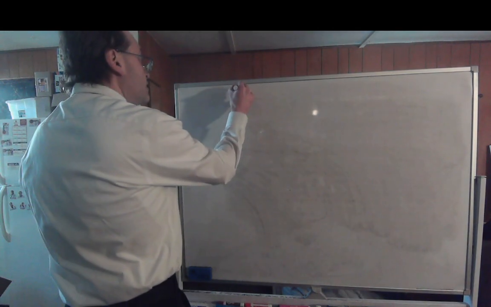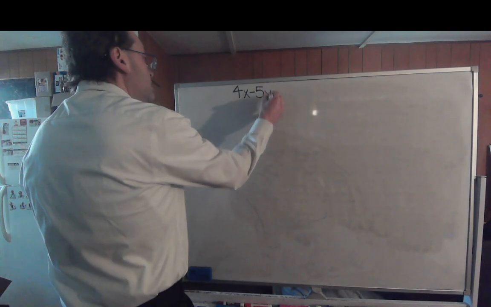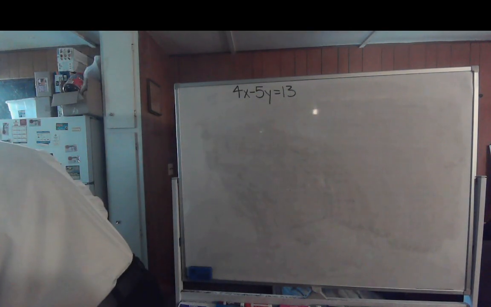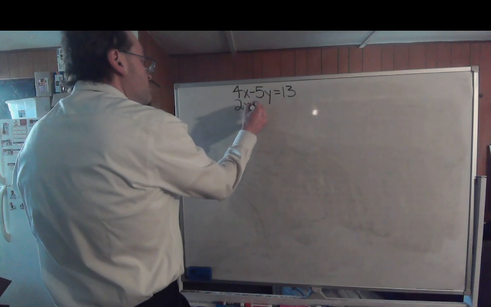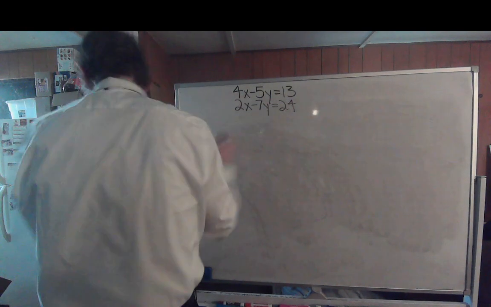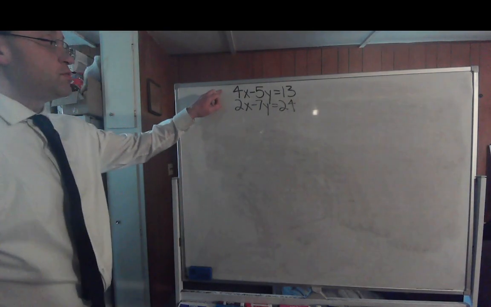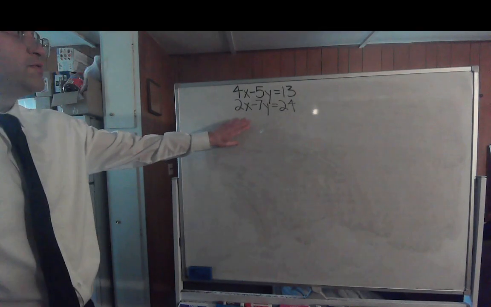We have 4x minus 5y is equal to 13. Then we have 2x minus 7y is equal to 24. So in this system, 4x minus 5y equals 13, 2x minus 7y equals 24.